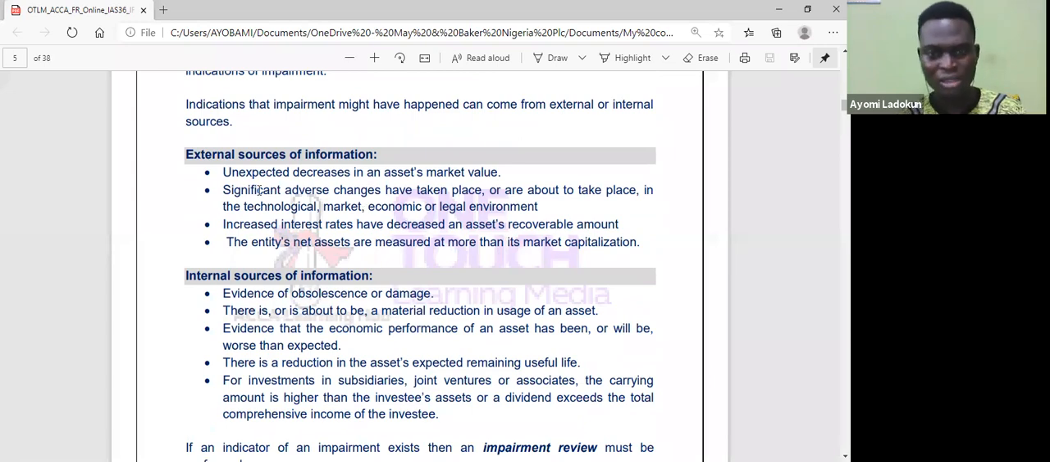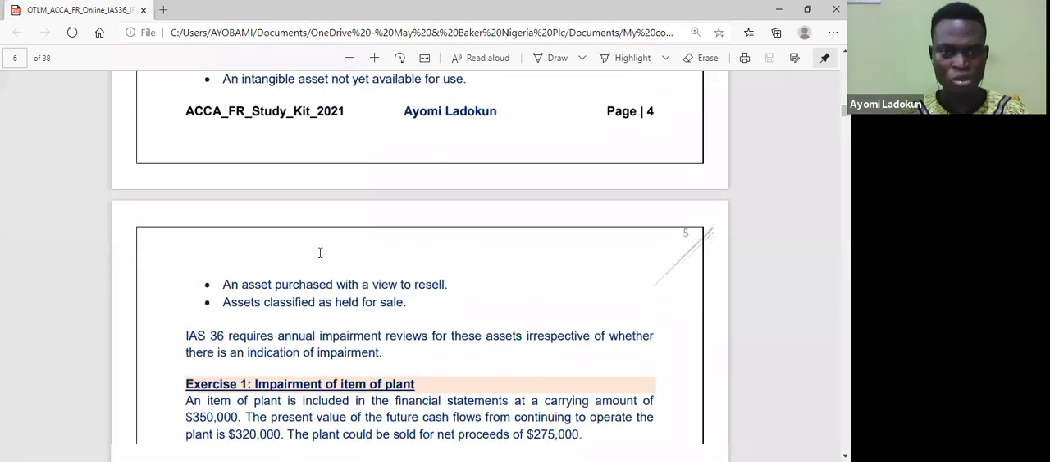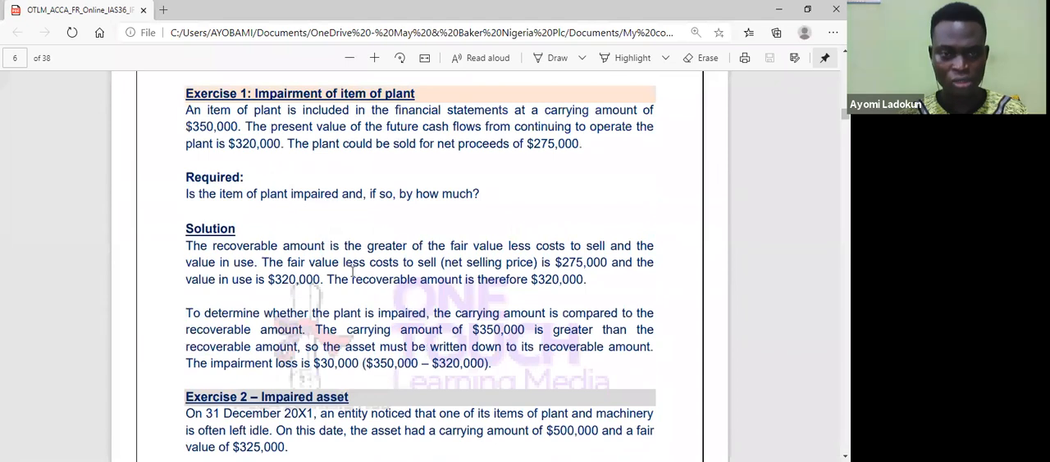Okay, so let's take a look at one question. I'll now explain one last thing around here before we move on to cash generating units. All right, so let's look at this question to demonstrate our understanding.